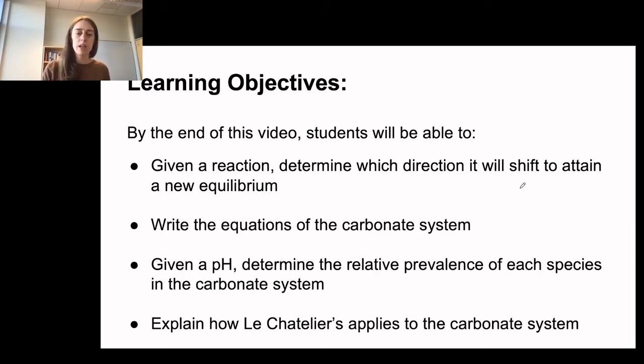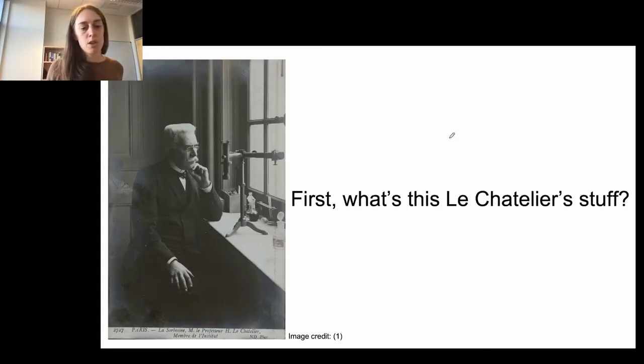First is, given a reaction, determine which direction it will shift to attain a new equilibrium. The other thing is to write the equations of the carbonate system. Given a pH, determine the relative prevalence of each species in the carbonate system, and explain how La Chatelier's applies to the carbonate system. Okay, so before we dive into the carbonate system, first, what is this La Chatelier's stuff?